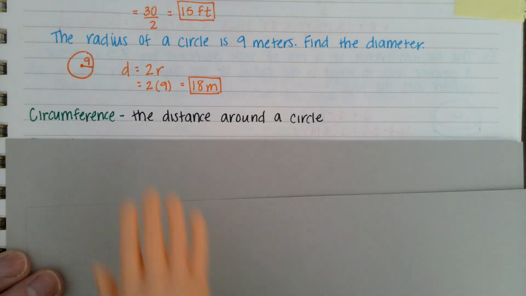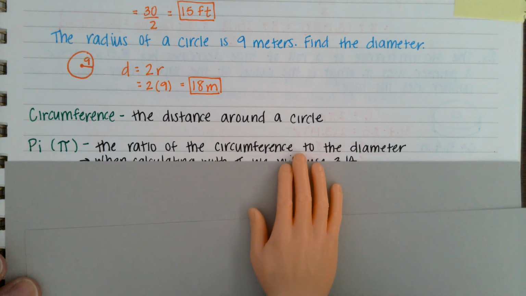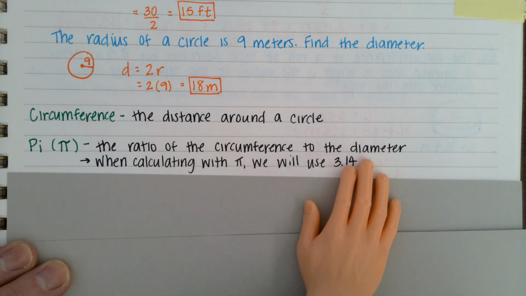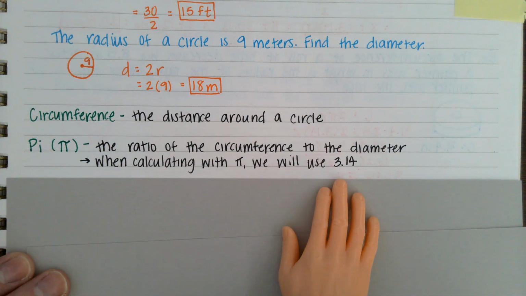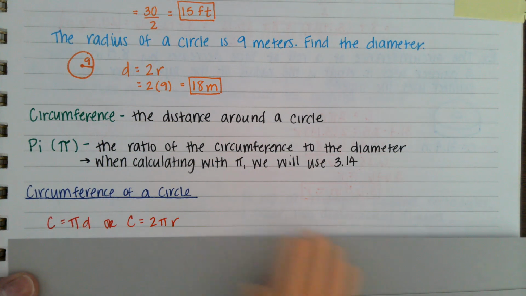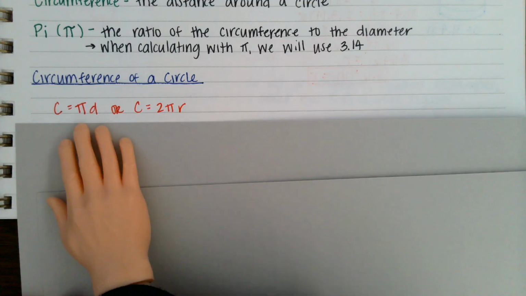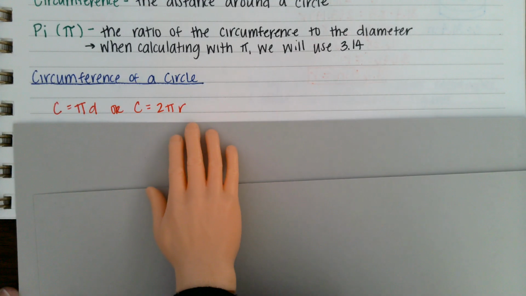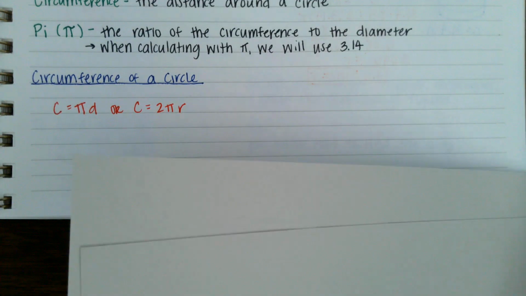The circumference is the distance around the circle. You can think of it as the perimeter. And pi is the ratio of the circumference to the diameter. And when we calculate with pi, we will use 3.14. To find the circumference of a circle, we would use circumference equals pi times diameter, or circumference equals 2 pi r, because 2 times r is the same as the diameter.